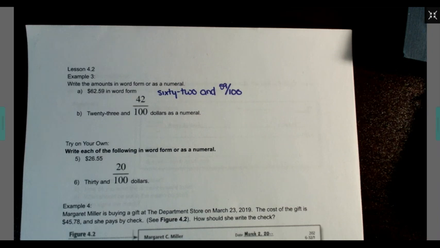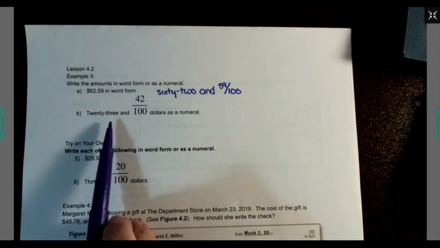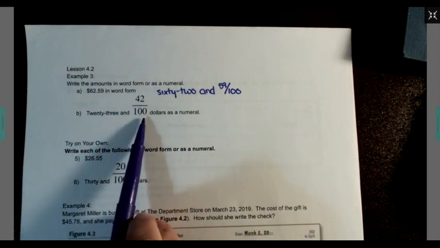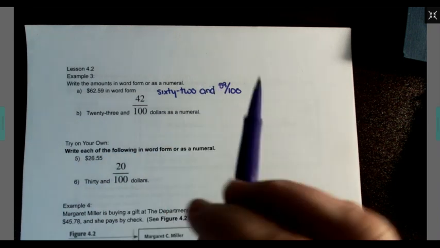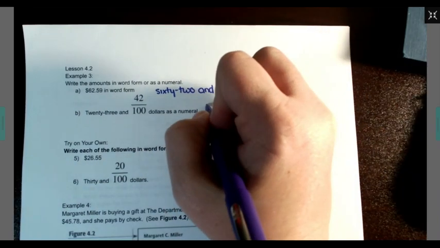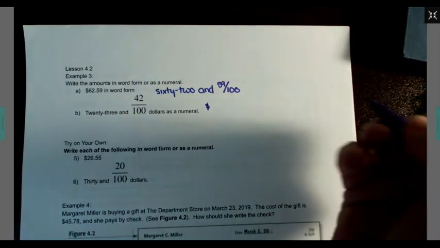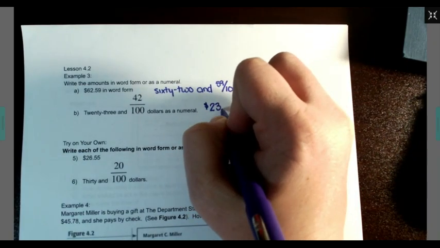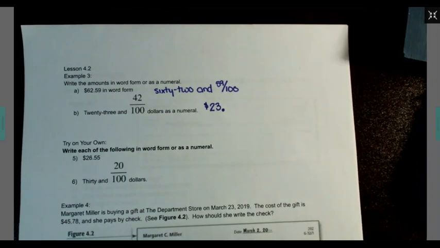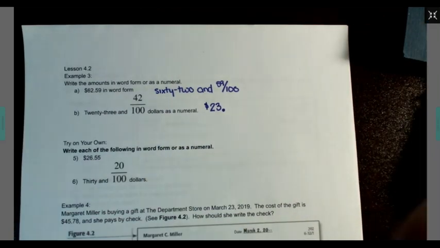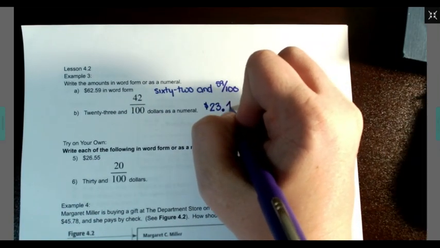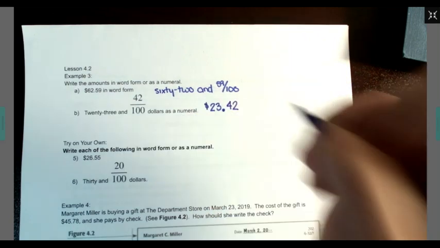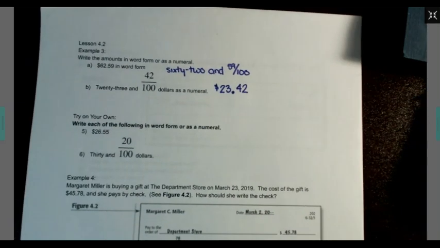Here in part B, this time it gives us the word form 23 and 42 over 100 as a numeral. So we're going to write it in number form. So I'm going to write the number 2 followed by the number 3. I'm going to put a decimal to represent, now I'm talking about my change. And it says 42 over 100. So we would write that as 0.42.